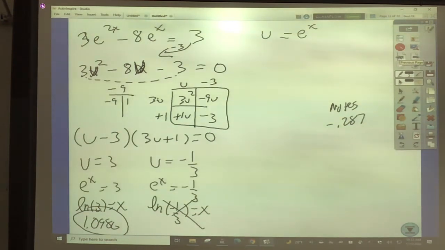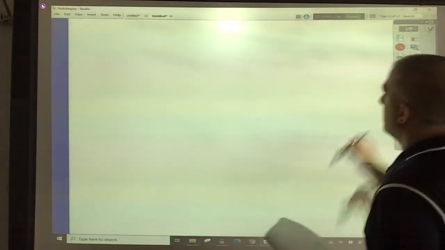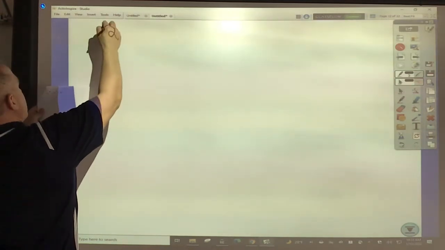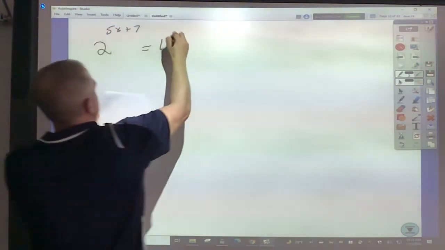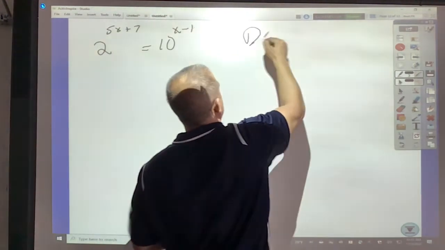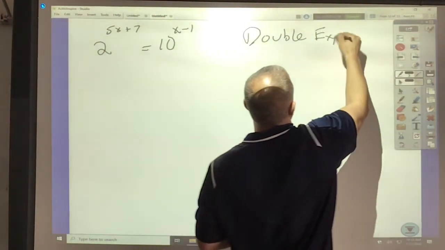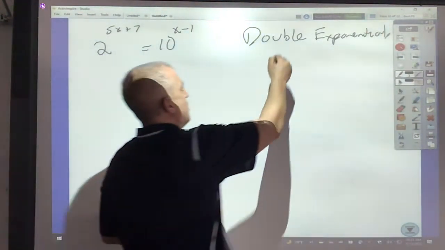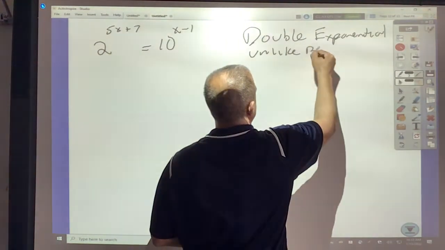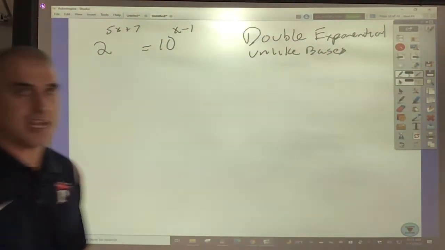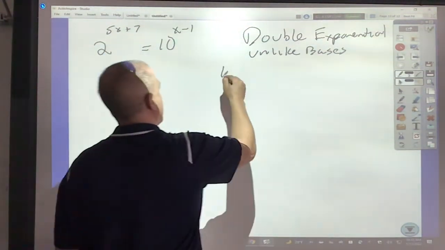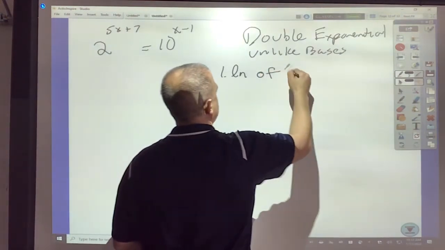Okay? All right, we're moving on to the last problem here that we're going to do. Okay? This is a special one, and I left this to the end. This is for double exponential. If for some reason you have double exponentials with unlike bases, okay, that's the differentiation between that and the u substitution. You can see that's a 2 in that. What you're going to want to do is take the natural log of both sides.